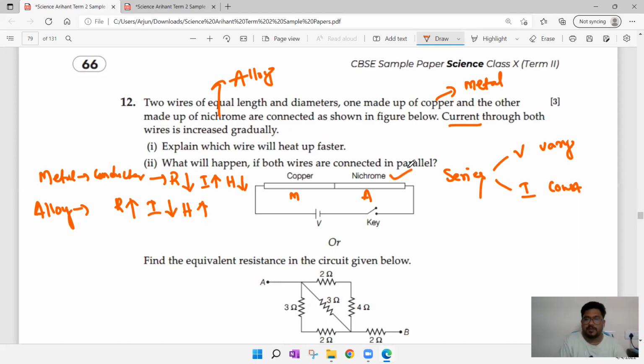Nichrome will heat up faster. Why? Because it is an alloy. For alloys, resistance will be high.